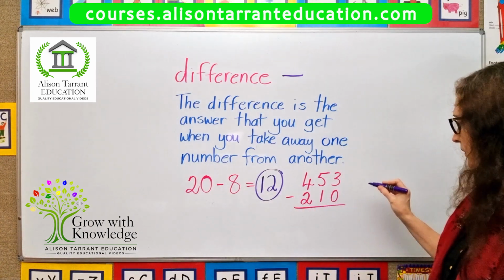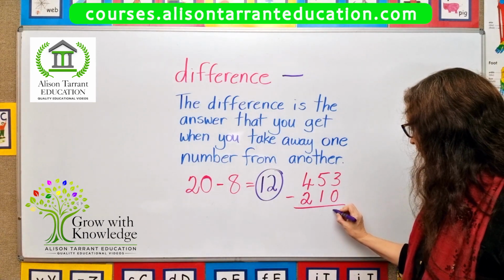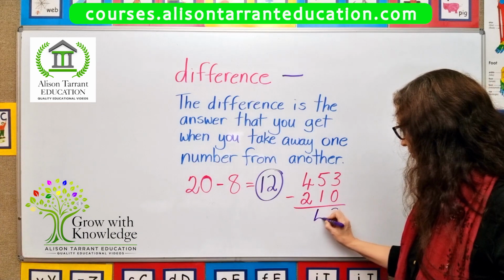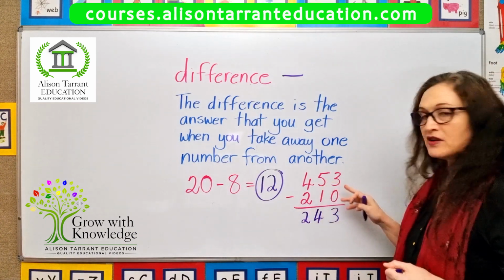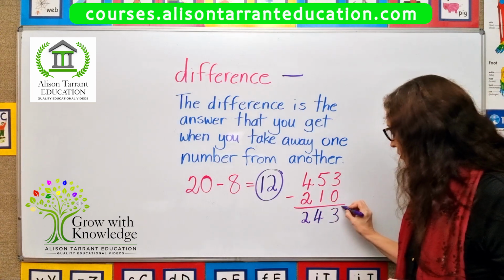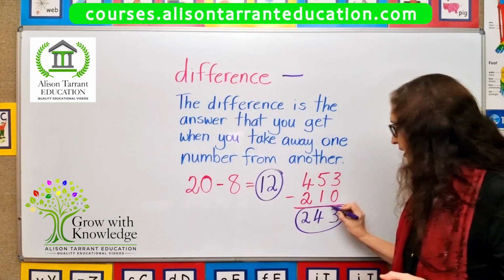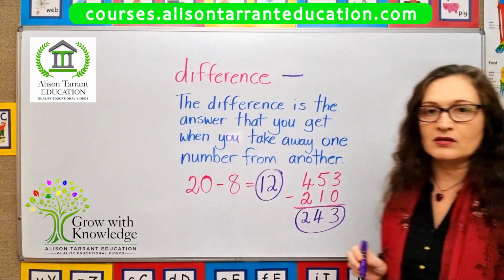And over here, you have another number taking away a number. So I'll just quickly do this. So 453 take away 210, 243 is the difference between these two numbers.